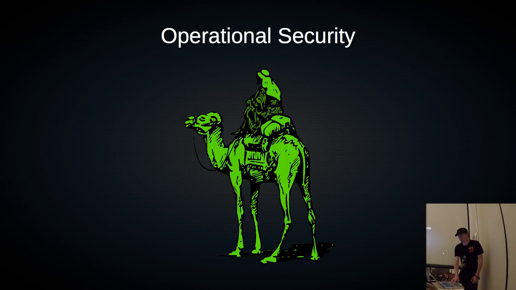Let's see. So a little bit of operational security here. I'm sure you guys have all heard of the Silk Road. Ross Ulbricht was running a dark market and was targeted to try and bring down the Silk Road market for drug trafficking.